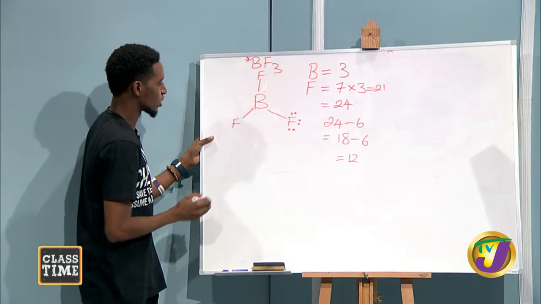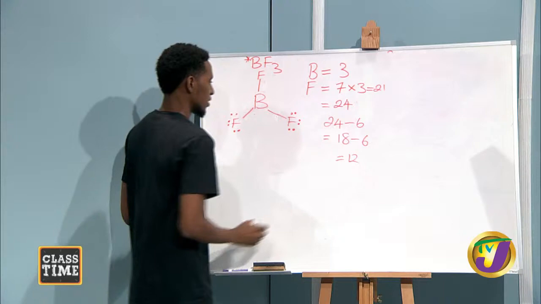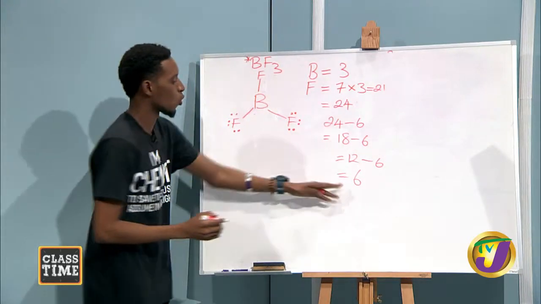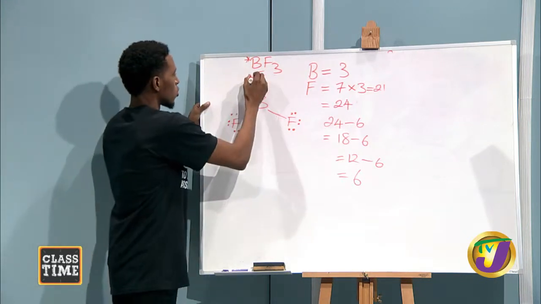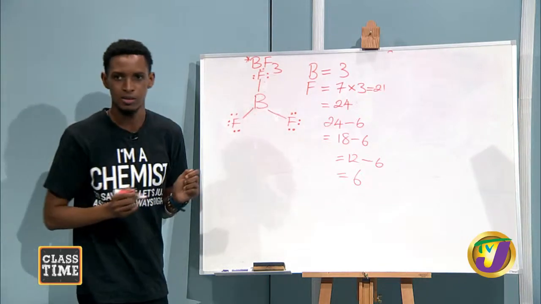And then we have to do the same for this. 1, 2, 3, 4, 5, 6. So we minus 6 again from that, and we end up with 6. So now we have 6 electrons left, and we have 1 atom left. So 1, 2, 3, 4, 5, 6, like that.